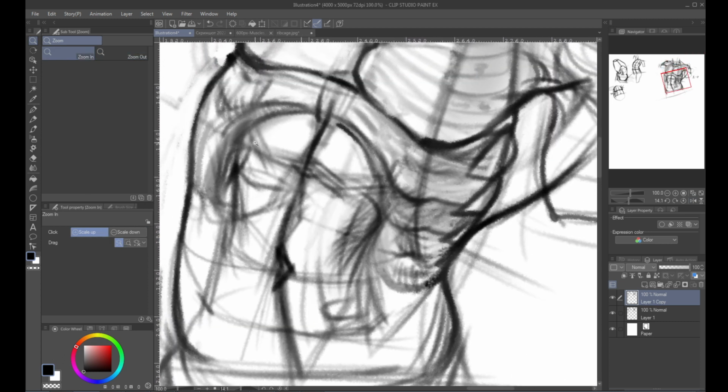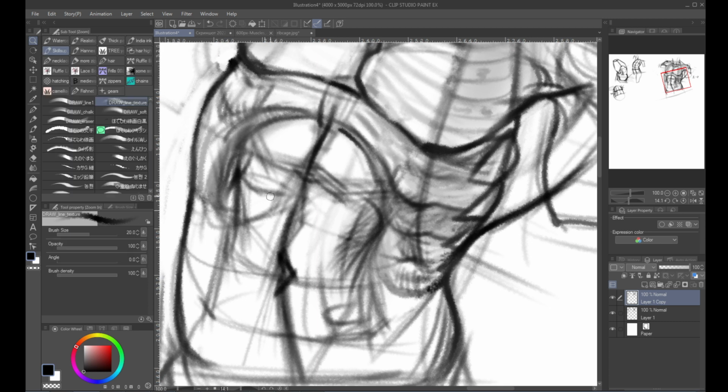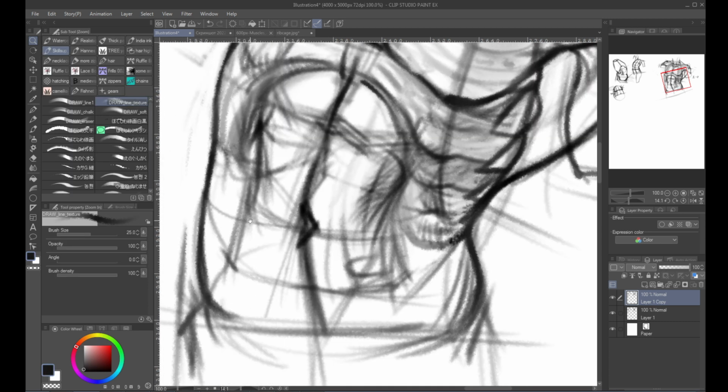Now let us define the abs a little bit, since some people are here for the abs. The simplification that I use the most is once again the structure consisting of 4 major planes. There they are.